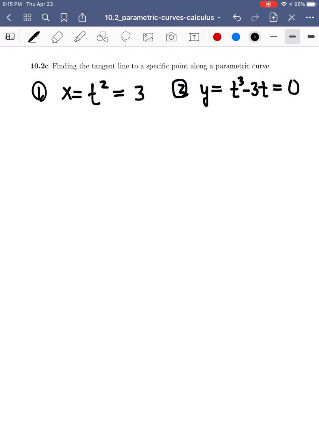So for example, if we solve this equation for x, we get from the left-hand side that t must equal plus or minus the square root of 3. If we solve this equation, t cubed minus 3t equals 0, we get t cubed equals 3t, which has one solution already, t equals 0.